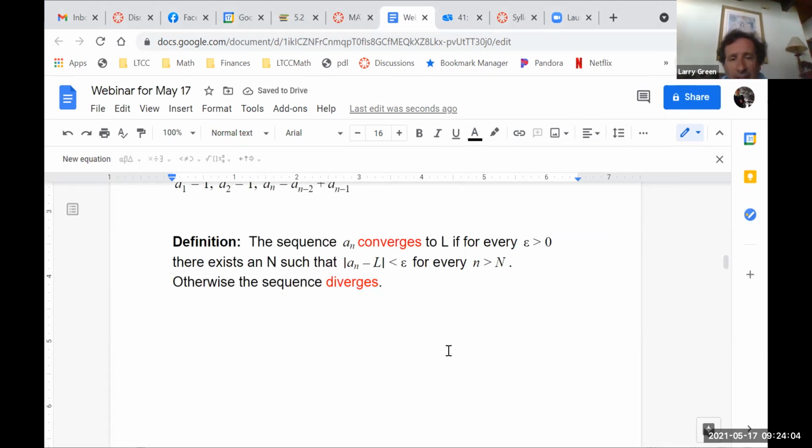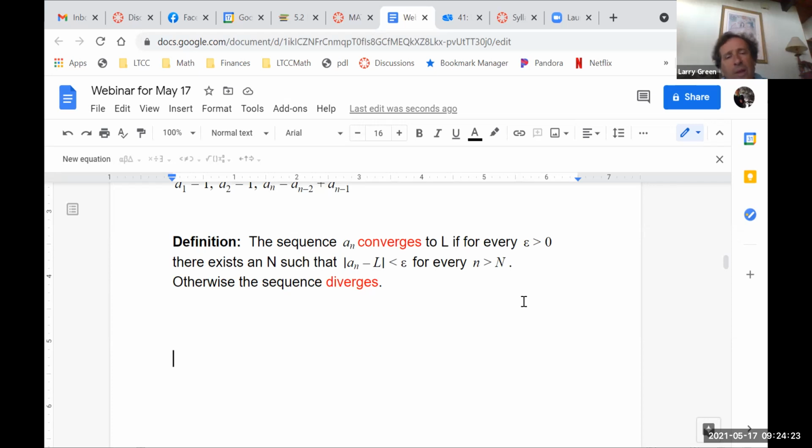So let me make it red because diverges is a very important word. I'm going to read it again. That's how important this is. So a sequence a_n converges to L if for every epsilon greater than 0, there exists a capital N such that the absolute value of a_n minus L is less than epsilon for every n greater than N.